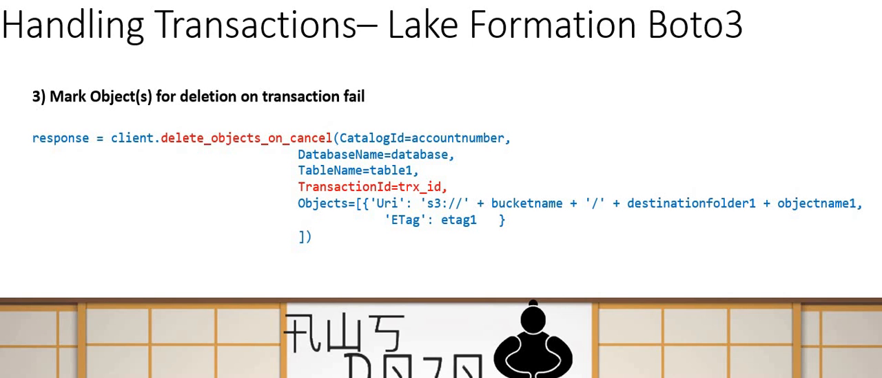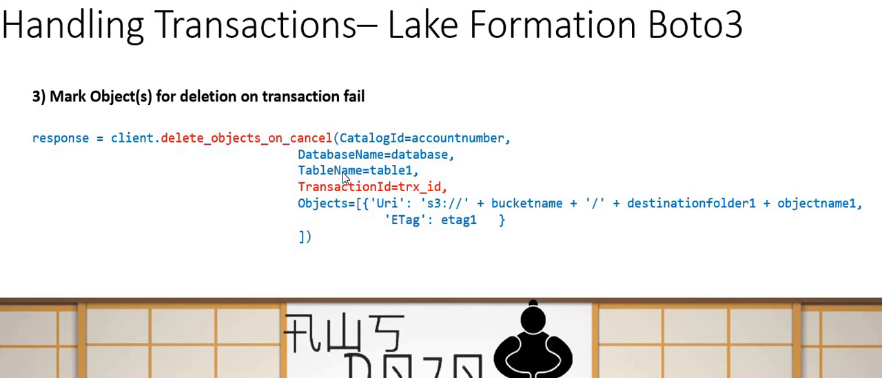Now, step number 3 is that you have to mark your object for deletion on transaction fail. Now, you said that I'm copying my data to the destination location. Now, you simply want to mark those objects. So just look at this bucket, destination folder, this object, and it has got an ETag, entity tag. This object I have written at the destination in step number 2. Now I'm simply saying that this object I'm marking for deletion, so as to delete the object on cancellation of my transaction. So this is the object which should be deleted if transaction fails.